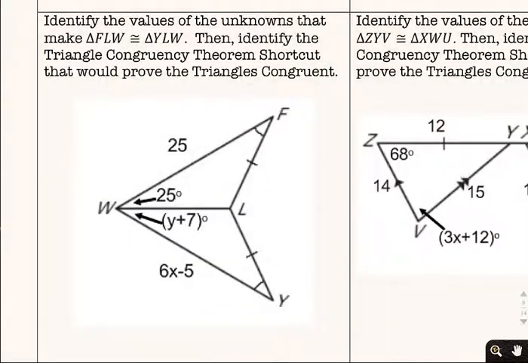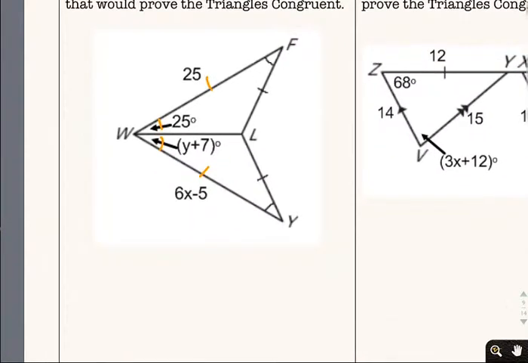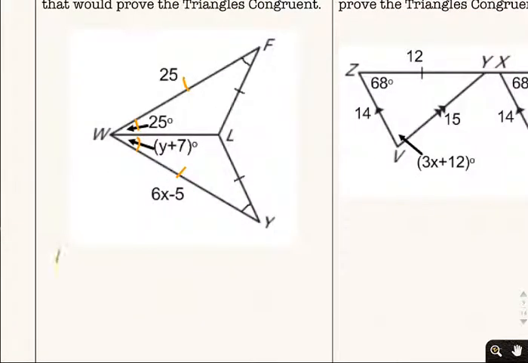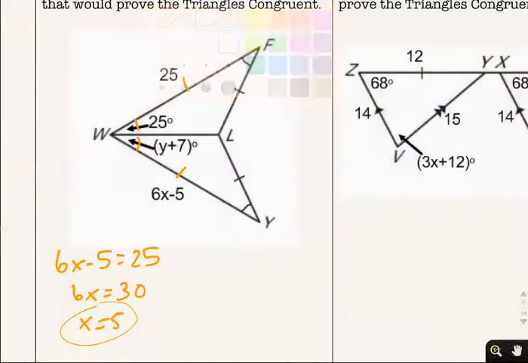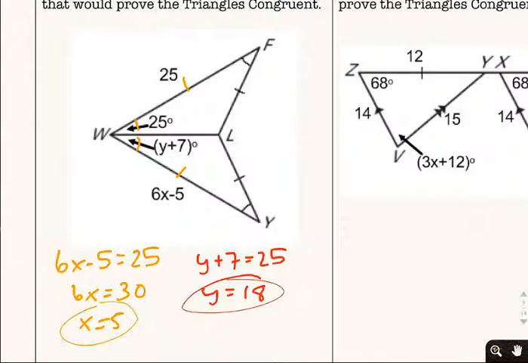So again, we have values, we want to make them congruent. Looking at the congruency statement, we have these pieces are congruent as well as these angles, which gives us a couple equations. The first one is going to be 6x minus 5 is the same as 25. So that means 6x is equal to 30, x is equal to 5. And the second piece, which is going to be our angle piece, we have y plus 7 is the same as 25. Therefore, y is going to be equal to 18.